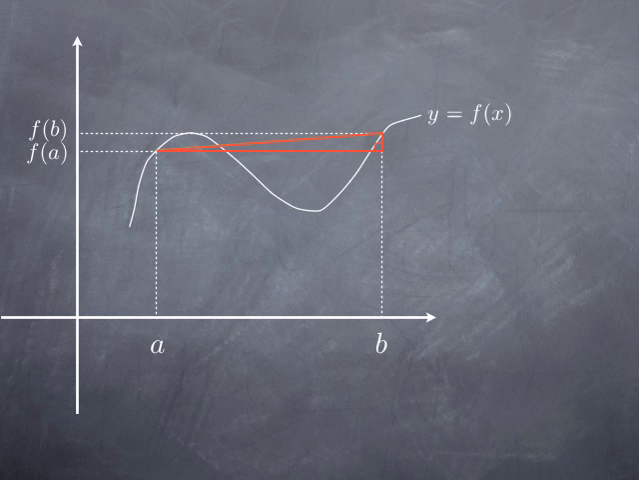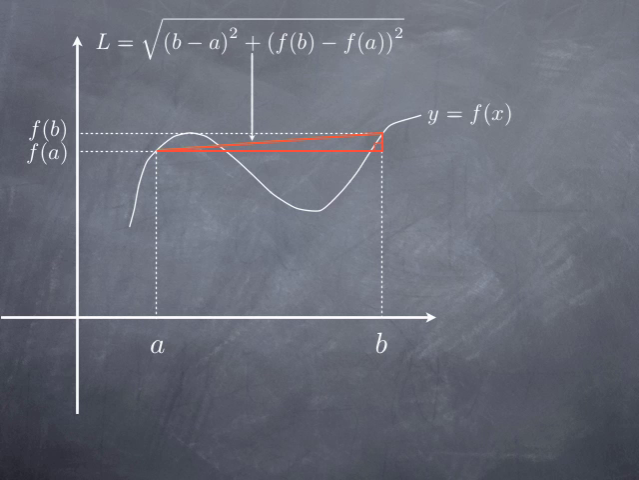The horizontal side has length b minus a, and the vertical side has length f(b) minus f(a), and because this is a right triangle, the length of the hypotenuse is going to be the square root of the sum of the squares of the other two sides. In other words, the square root of (b minus a) squared plus (f(b) minus f(a)) squared.